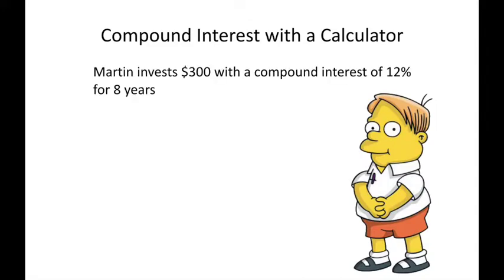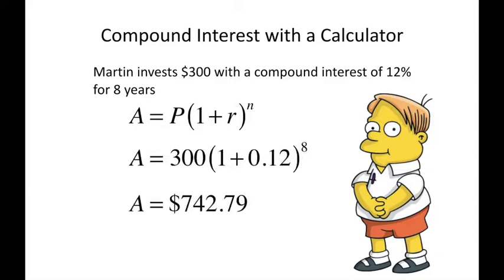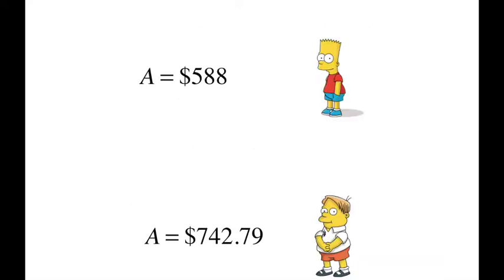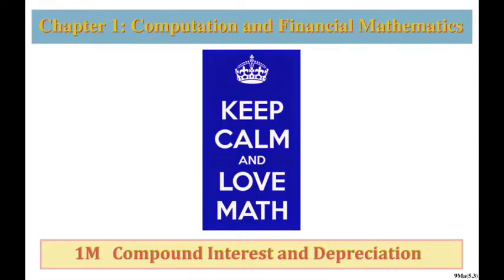However, Martin, if he did exactly the same amount of money, exactly the same percentage, exactly the same time, but he worked with compound interest, it's a much more complicated formula. We'll talk about it later. He'll end up with $742.79. Let's compare them. Bart ends up with $588. Martin ends up with $742.79 when they started with the same amount of money and they put it in the bank for the same time using the same interest rate. Bart used simple interest, Martin used compound interest. You can see compound interest is going to earn you a lot more money. So let's get into this exercise now.